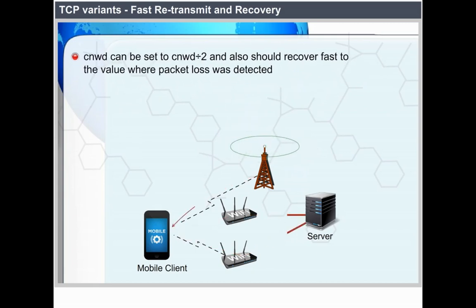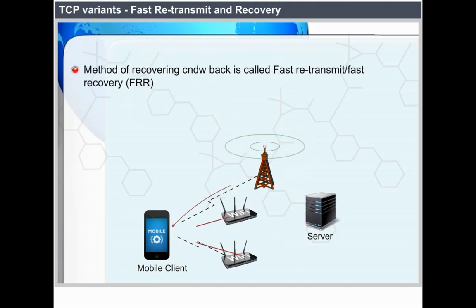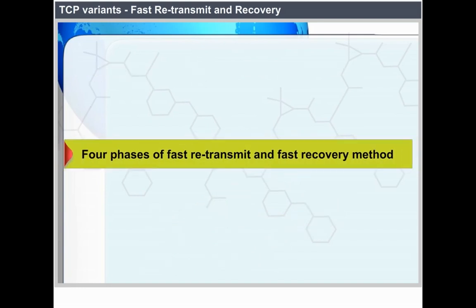CNWD can be set to CNWD divided by 2 and should recover fast to the value at which packet loss was detected. The method to recover CNWD back is called fast retransmit or fast recovery, FRR. There are 4 phases of the fast retransmit and fast recovery method.